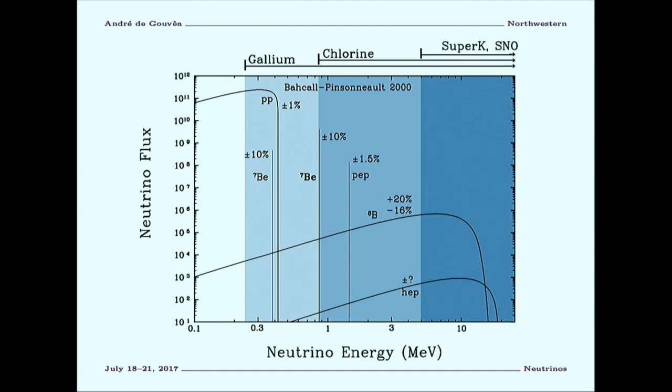And the reason I'm talking about this is that nobody talks about this anymore. It's kind of old history, but it was not the case 20 years ago. It was very important. So this is how the sun works. So this is neutrino flux as a function of neutrino energy.